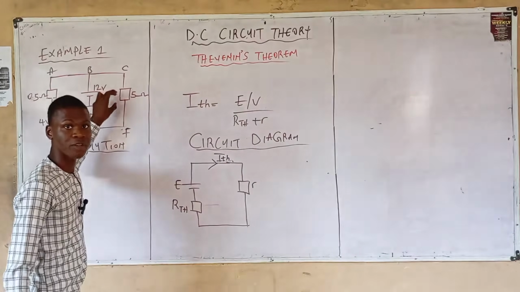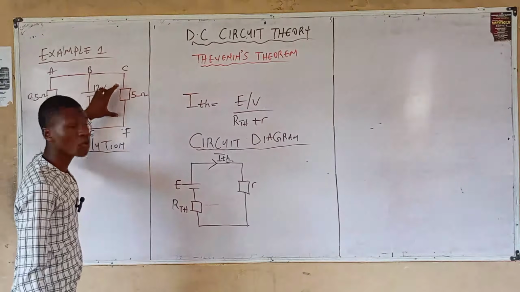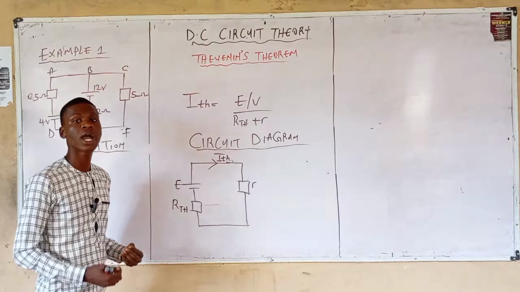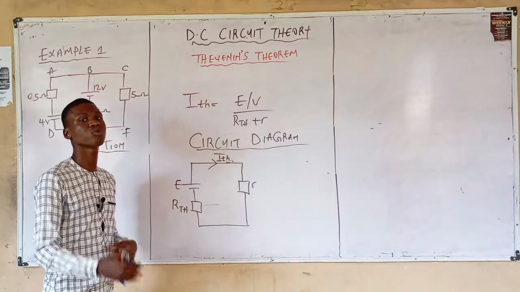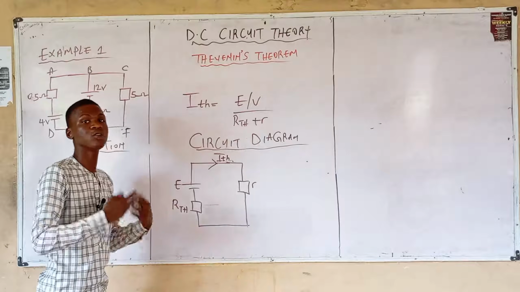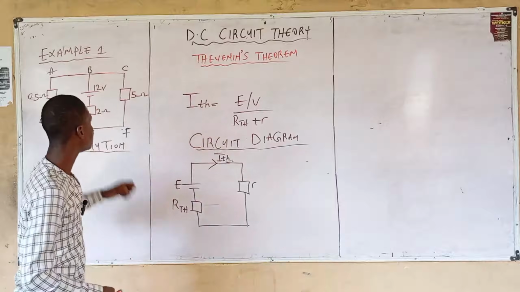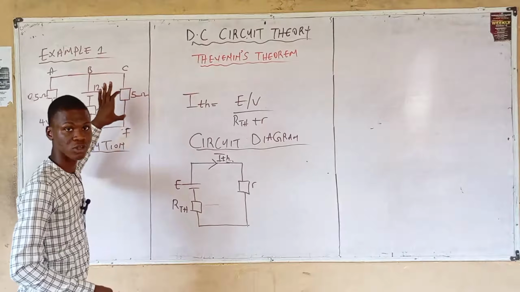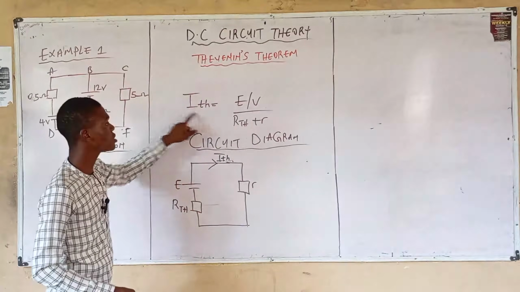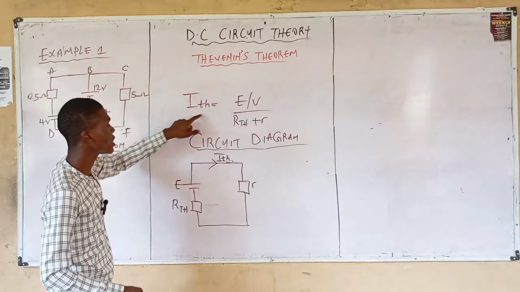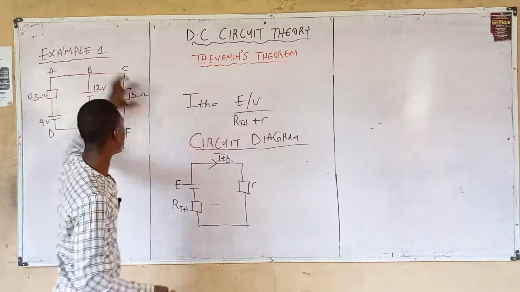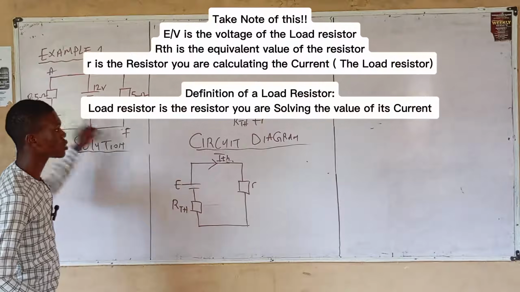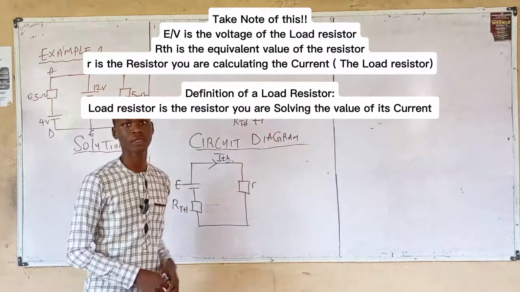How do you get the current in the 5 ohm resistor? This 5 ohm resistor is referred to as the load resistor, meaning in Thevenin's theorem, any resistor for which you are asked to find the current becomes the load resistor. Now, applying Thevenin's equation, I Thevenin is equal to the voltage divided by the total resistance of this circuit plus the load resistor, which is 5.